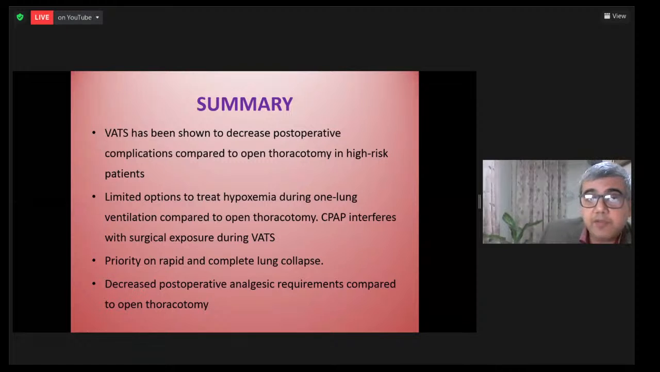As CPAP interferes with the surgical exposure, bronchoscopic insufflation of oxygen can be an option. Priority should be for rapid and complete lung collapse prior to the start of surgery, and this surgery is associated with decreased postoperative analgesic requirement.